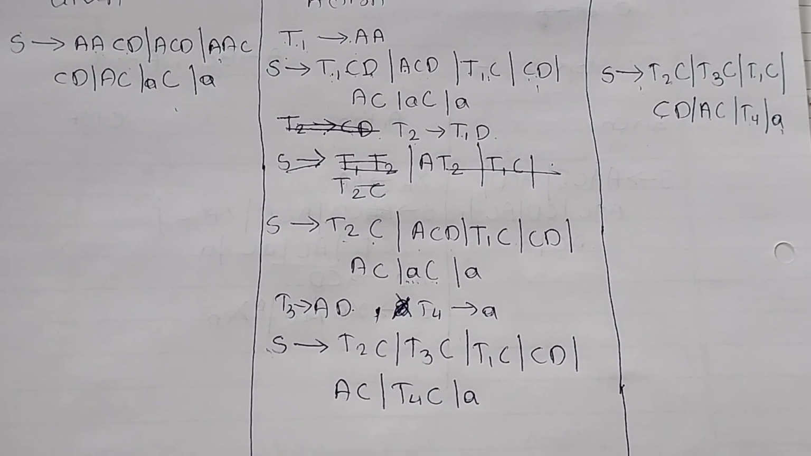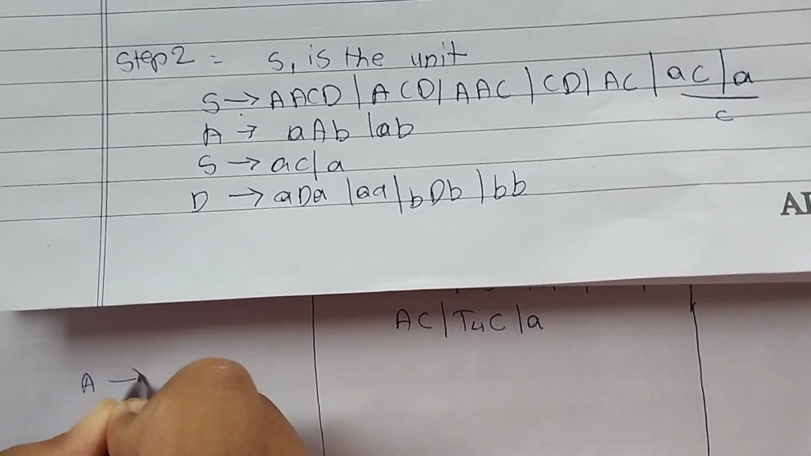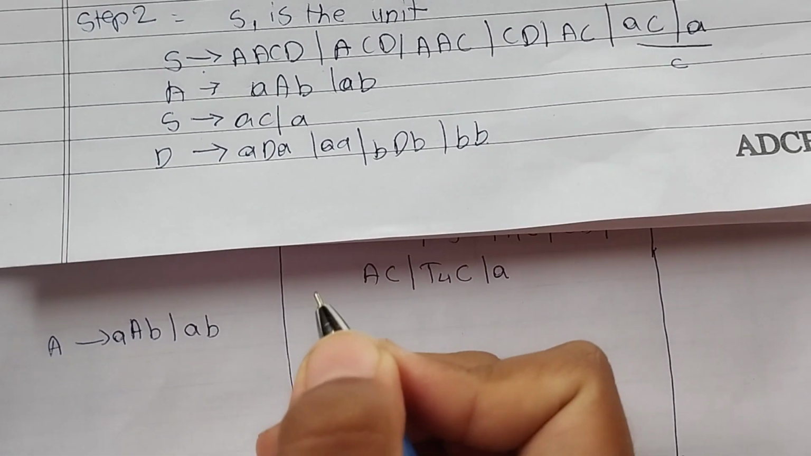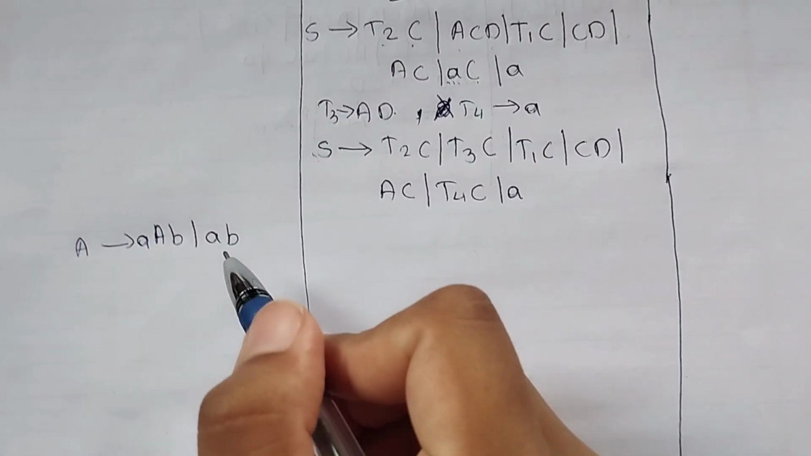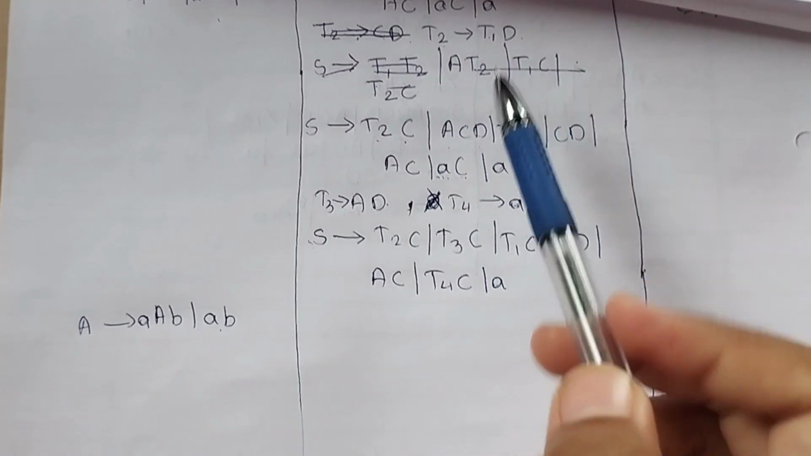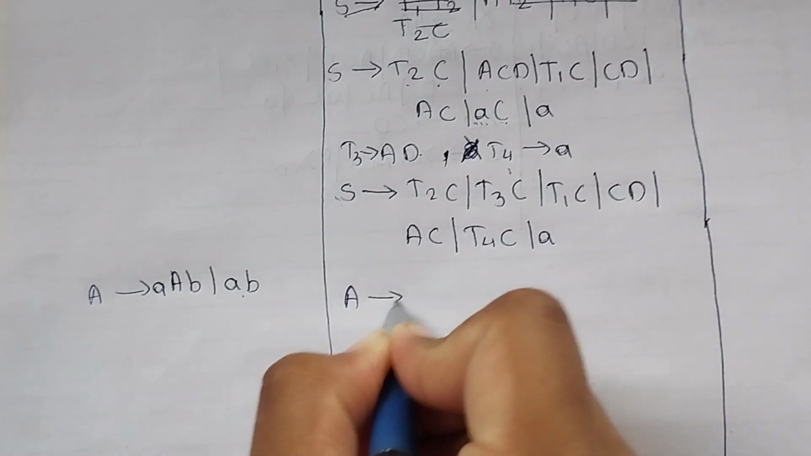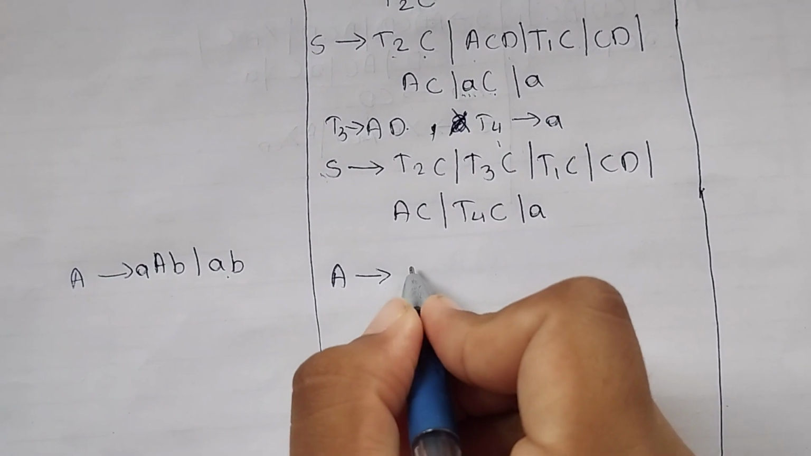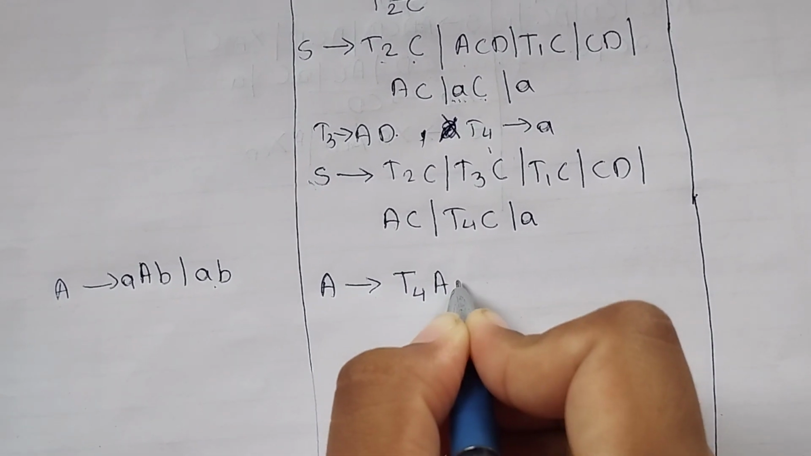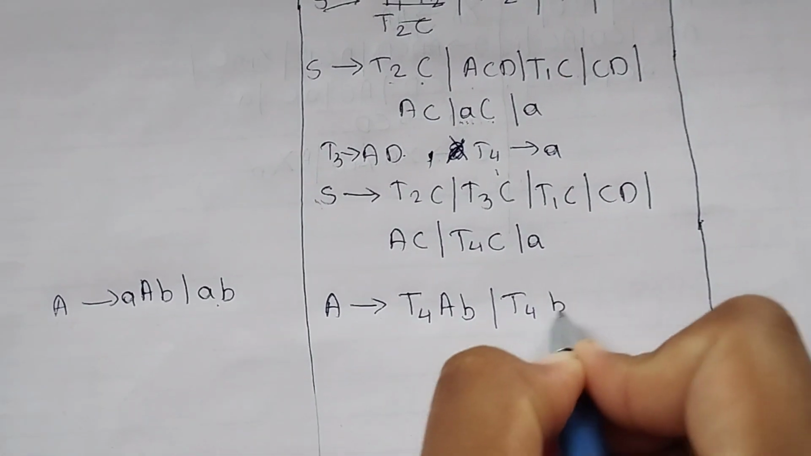Now we see the next production. Now we write for the A. In the given part we write A, B or AB. For A we have already assumed T4, so directly for the small a we write T4. So T4 A B, and here is also T4 B.